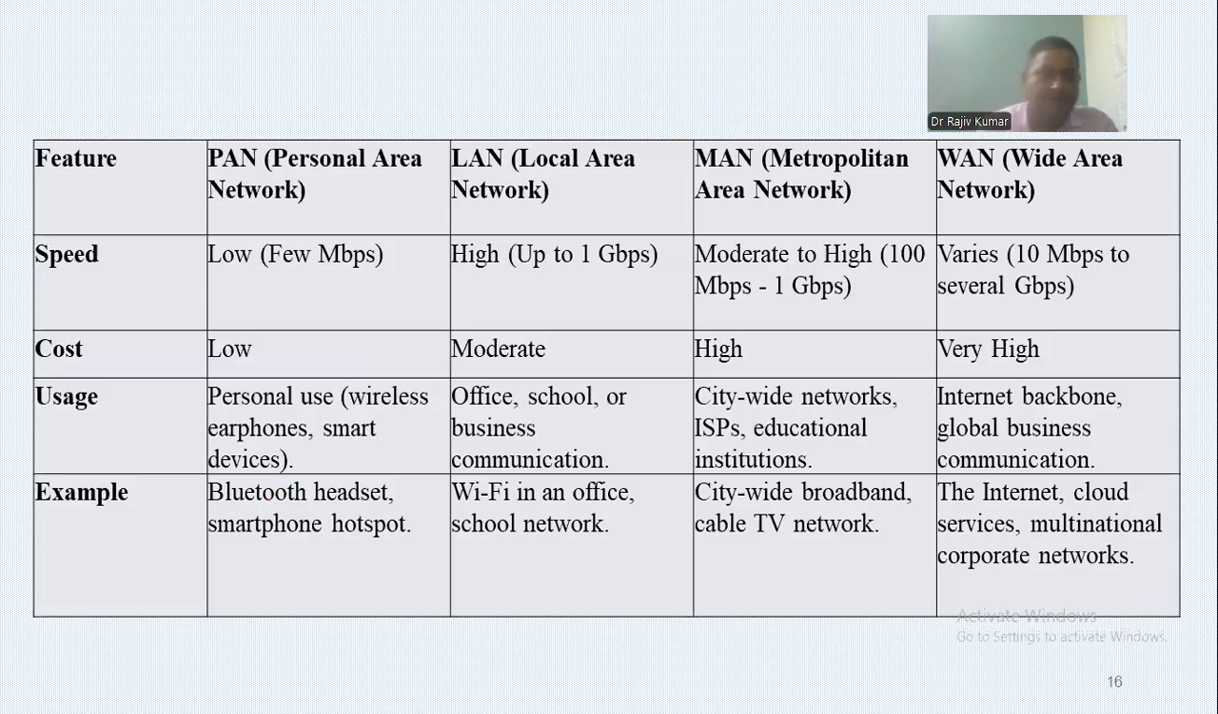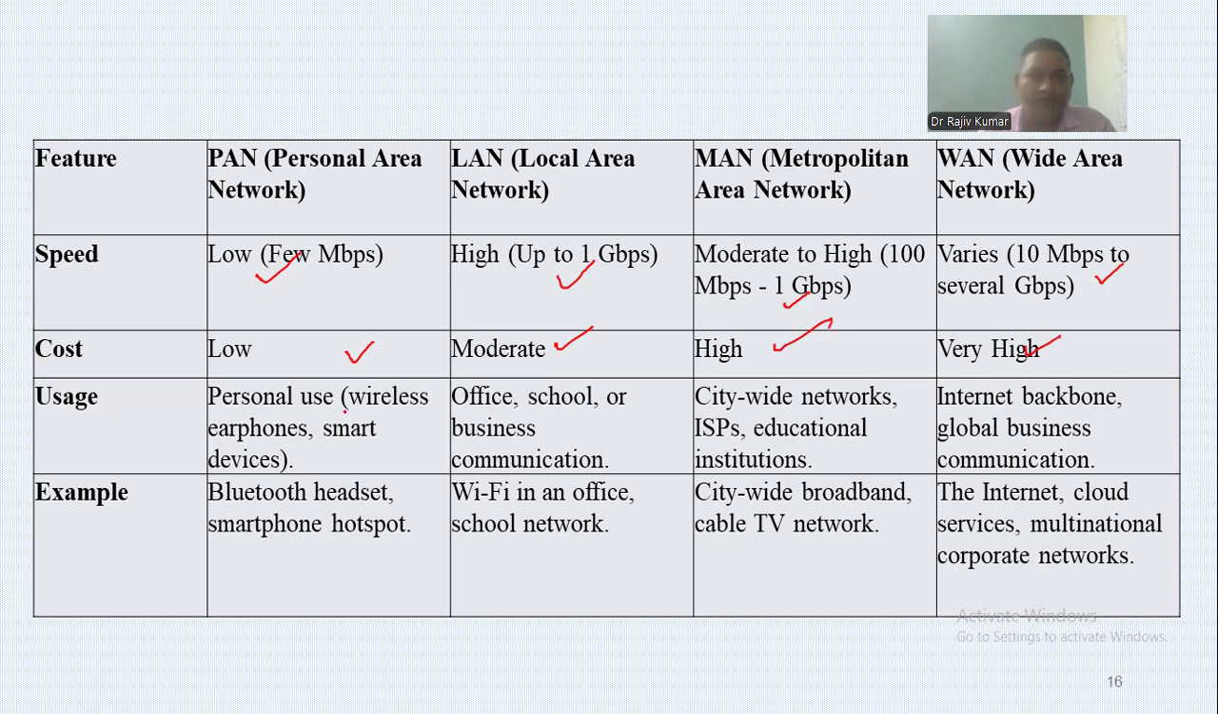Next is based on speed. PAN has a few Mbps, whereas LAN has up to 1 Gbps. MAN has 10 Mbps to 1 Gbps, and WAN has 10 Mbps to several Gbps. Cost: since the size of PAN is less, it is of low cost, then moderate, high, very high.